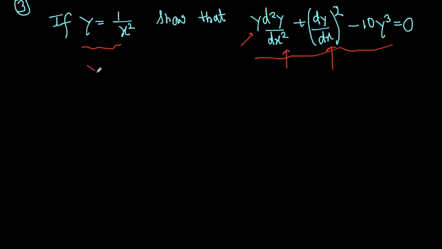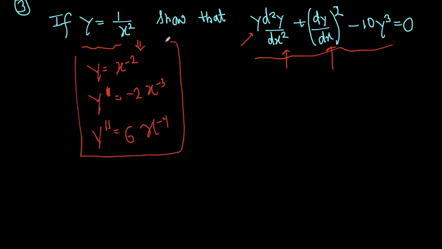So let me find. y is equal to, can I write x to the power minus 2, because I want to simplify this. Now differentiate it one time, y dash will give you minus 2x to the power minus 3. And if you differentiate it one more time, what are you going to get? You are going to get 6, because minus 2 times minus 3 is 6, x to the power minus 4. So I have found the first and second differentiation.